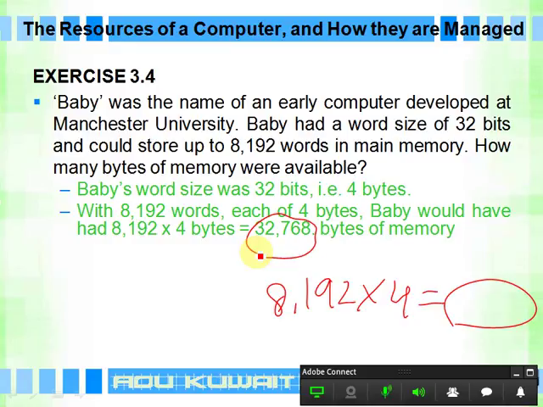So there was a computer with this size of main memory, that is RAM. Nowadays we talk about a RAM of 6 GB or so. The main memory is the RAM, right?